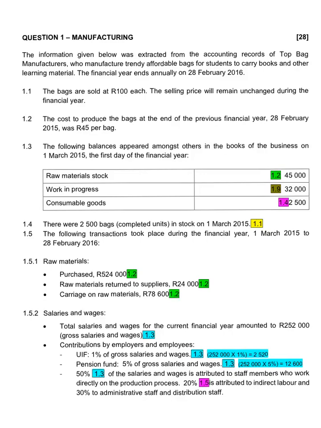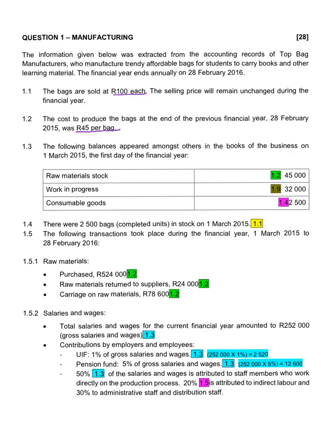Good morning. We will pay attention to manufacturing today. We have to complete the manufacturing statement and we will pay attention to the calculations. The bags are sold at 100 Rand each. The cost to produce a bag at the end of the previous year was 45 Rand per bag.